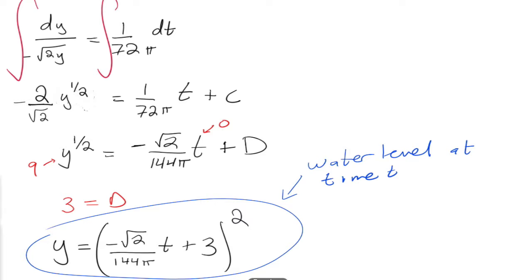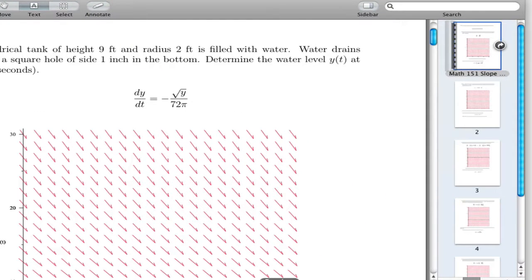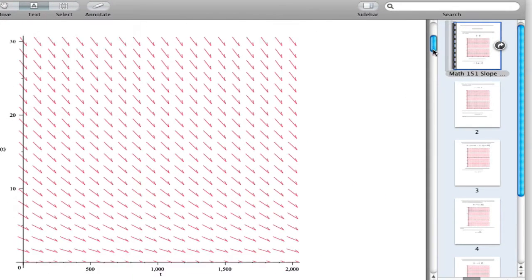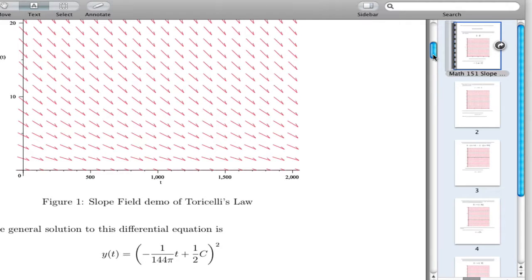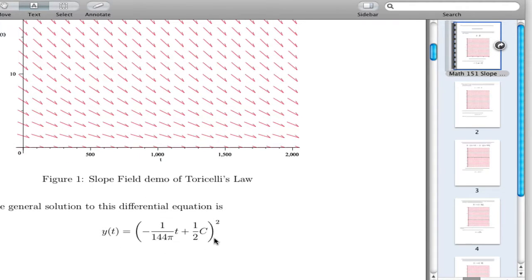And if we go back to our doodad here, that was the general solution, but that's pretty much what we got, except the constant's different.